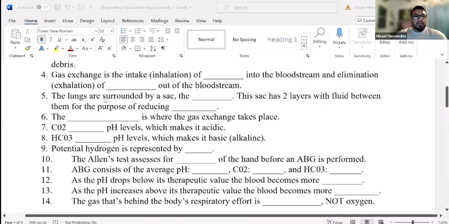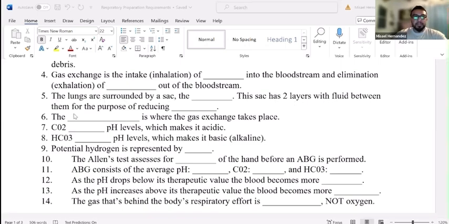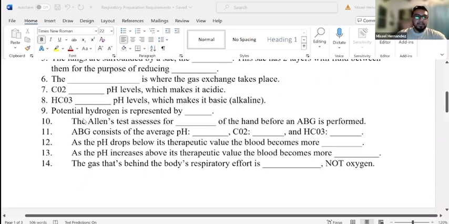Number five, the lungs are surrounded by a sac, the blank. This sac has two layers with fluid between them for the purpose of reducing blank. Number six, the blank is where gas exchange takes place.